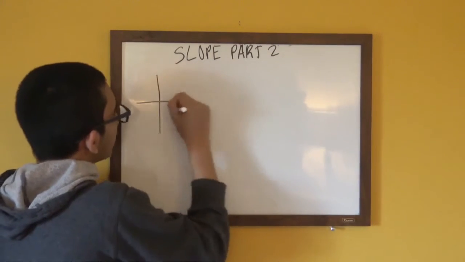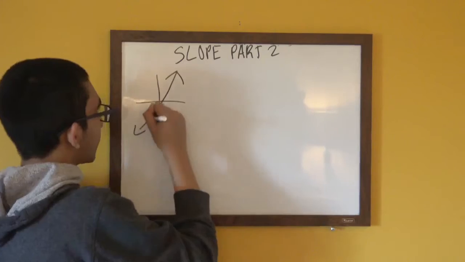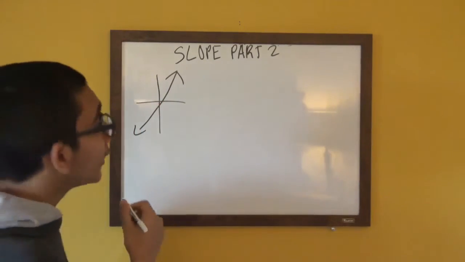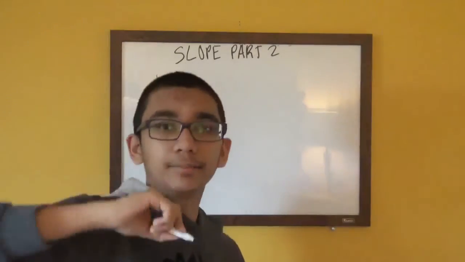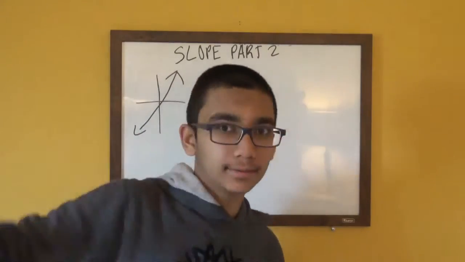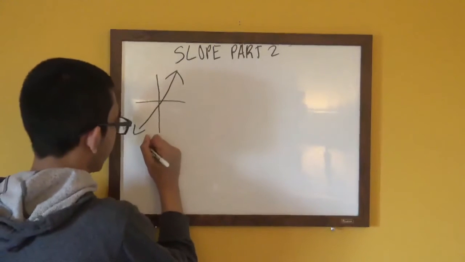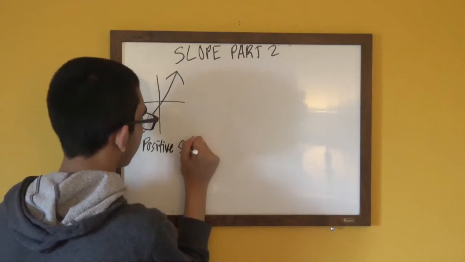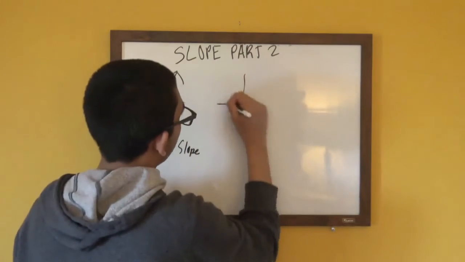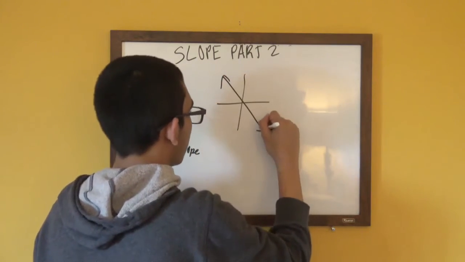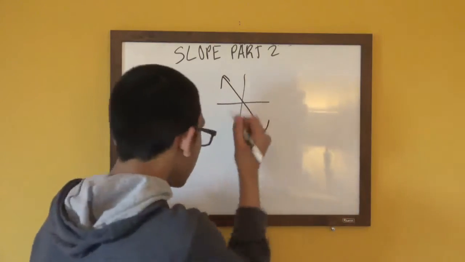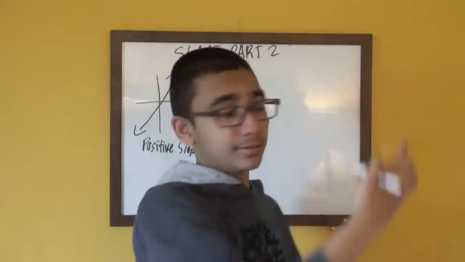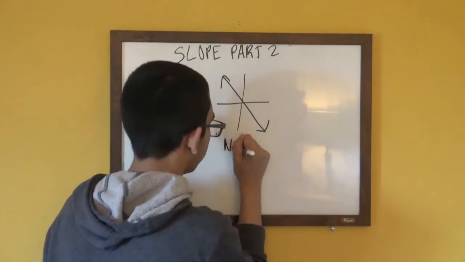Some of you maybe have seen this exact slope many times. This is positive slope. A way to remember is that it goes to the top right, the right side direction. So let's just write positive slope. Now, some of you may have already seen this one too. This is negative slope. It is the opposite of positive slope. It goes to the top left. So negative slope.